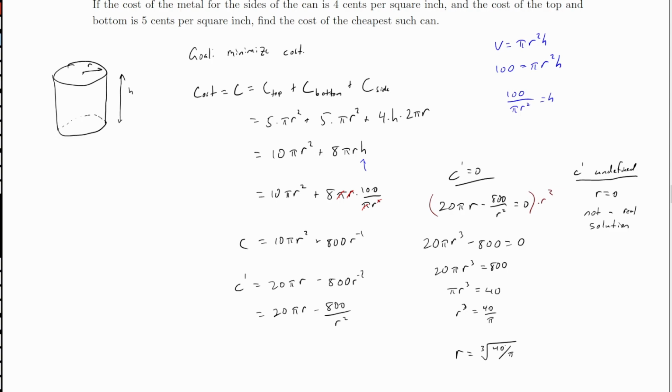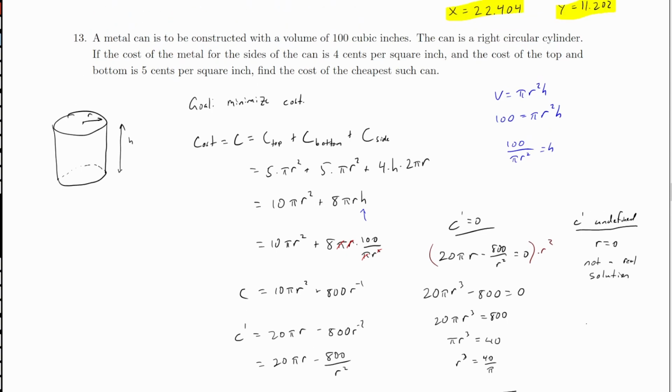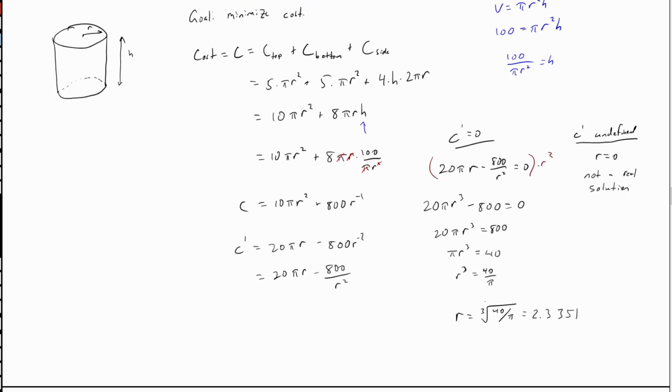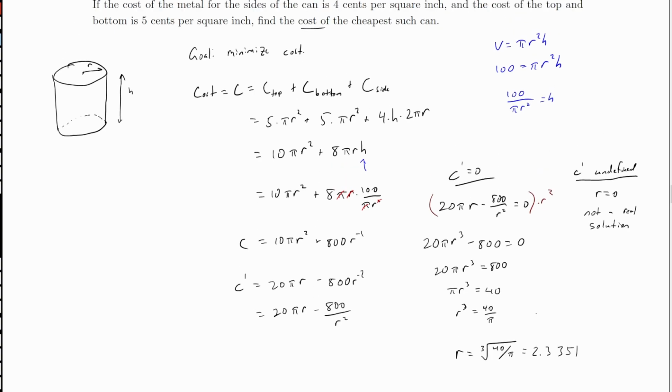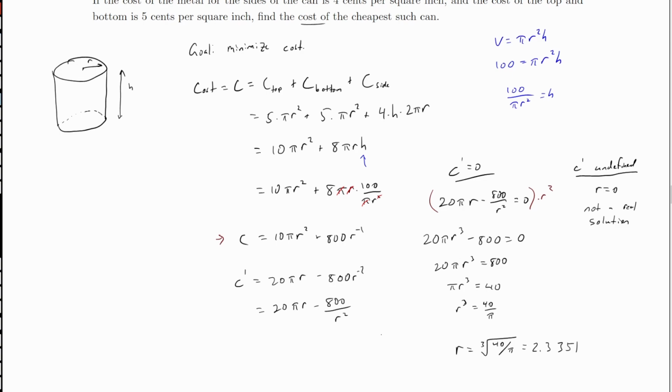Let's get a decimal for that. 2.3351. All right. The instruction said find the cost of the cheapest such can. So once I have that r value, the only critical point, so it's got to be the minimum, what I can do is I can plug that back into my cost function to get the cheapest cost.